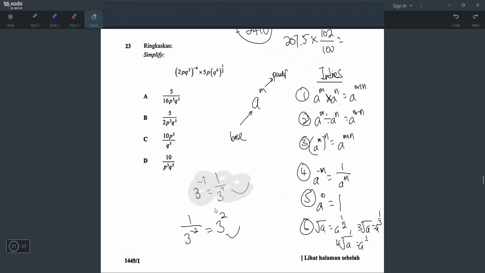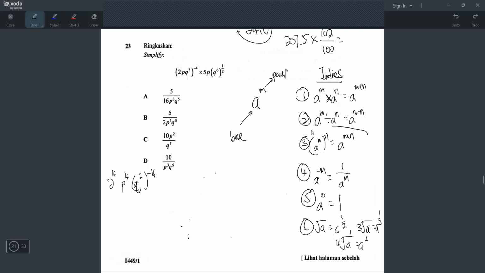Okay, now it's time to solve this question. So what does it mean by bracket power 4? Everything inside here have to power 4. So it will be what? It will be 2 power 4 times with p power 4 times with q power 2 power negative 4, which is the same as writing it like this. And you can use this formula because I told you already, if the power side by side, you will times them together, right? So what is 2 times negative 4? Negative 8. So I can straight away write like this. Okay, if I want to do fast.